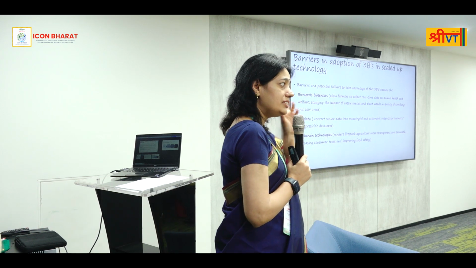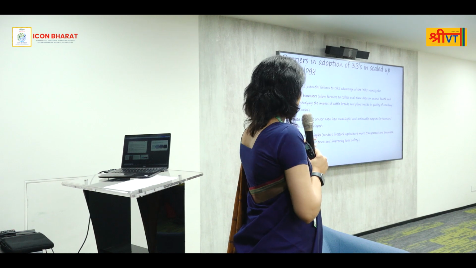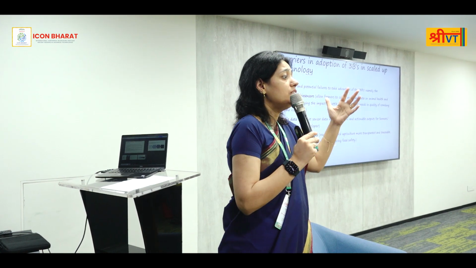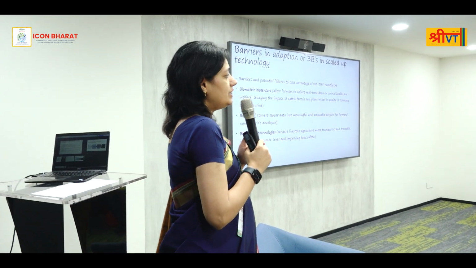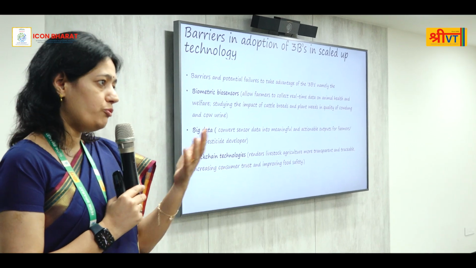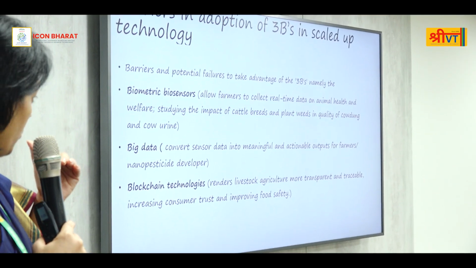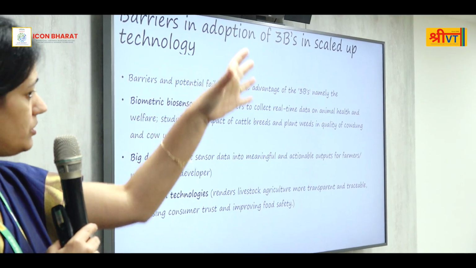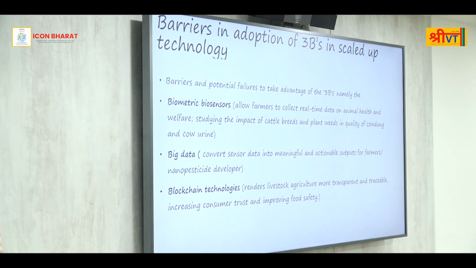We do have cattle sensors that plug in on the ears. But first, they do not give correct data. Second, the data is huge, so interpretation of data is again a problem. And then the third one is that gaushalas are usually sourced for large scale production of nanoparticles, but the gaushala to industry link is not mapped on blockchain. So these are the 3 B's which are the barriers.